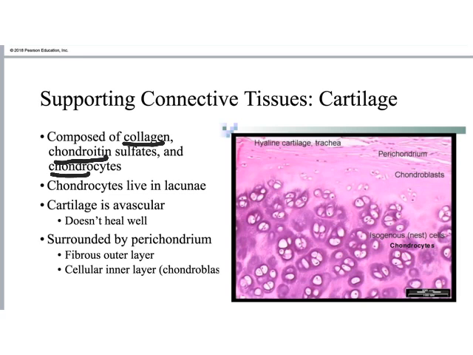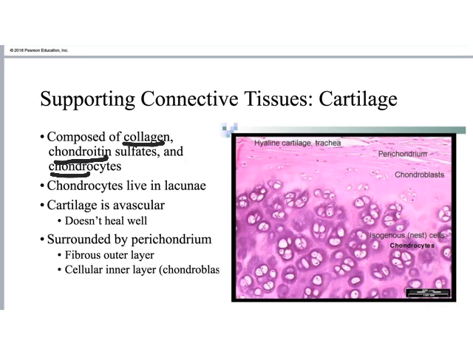So remember we talked about that we would look at specialized cells, we would look at protein fibers, and we would look at ground substance for each connective tissue. So in here, the fibers are largely collagen, the specialized cells are chondrocytes, and the ground substance contains this chondroitin sulfate, which makes it a little bit thicker, a little bit firmer.